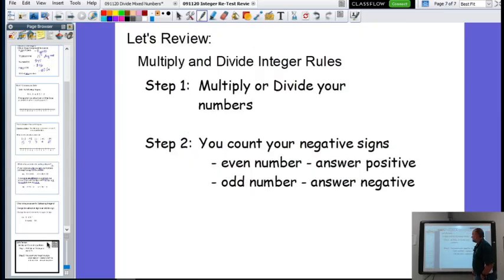And then last but not least, multiply and divide. Multiply and divide, there's two steps. Step number one, multiply or divide your numbers just like normal. Step number two, count your negative signs. If you have an even number of negative signs, your answer is going to be positive. An odd number of negative signs, your answer is going to be negative. Simple as that. So, if you can do all of this, then you can do the retest.